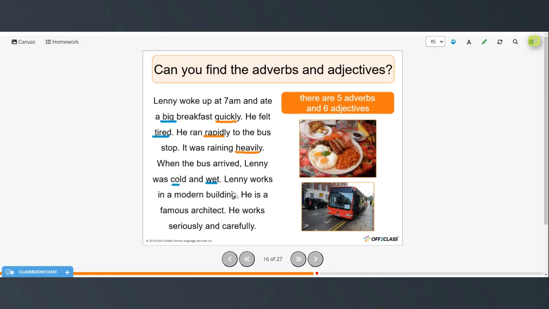Lenny works in a modern building. Modern is an adjective. He is a famous architect. Famous is an adjective. And he works seriously and carefully. So seriously and carefully are both adverbs. So we have 1, 2, 3, 4, 5 adverbs, and 1, 2, 3, 4, 5, 6 adjectives.